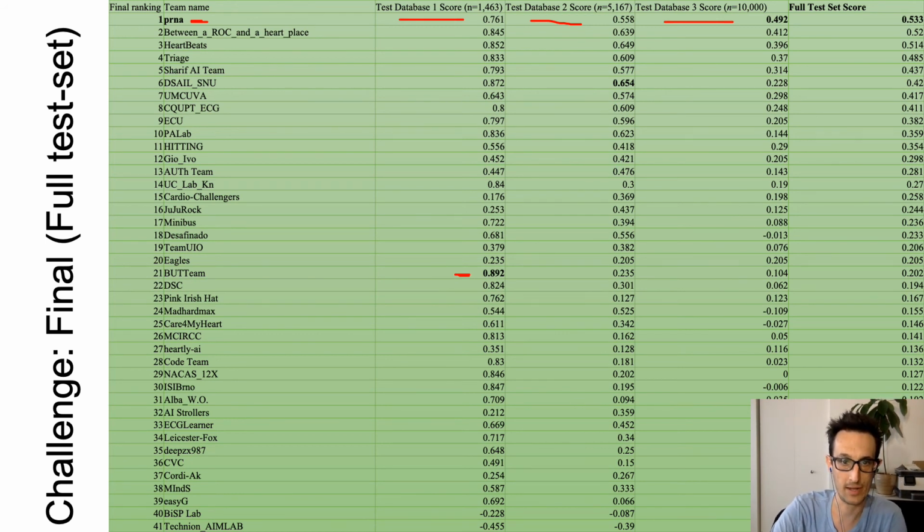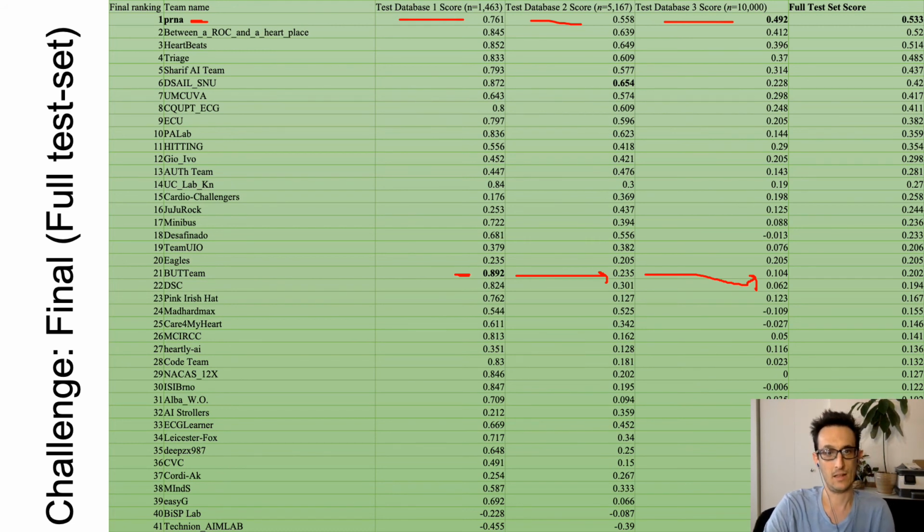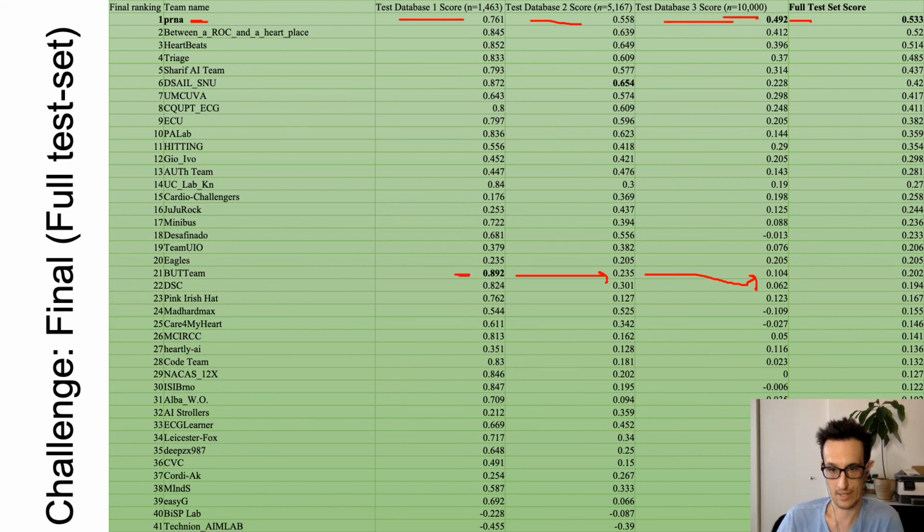But if we look at how that team did on the second and the third data sets, we can see that they likely overfit to the first data set, and they did much worse on the second and the third data set. Whereas our entry was able to do much better on this third data set that had many more patients in this particular data set.